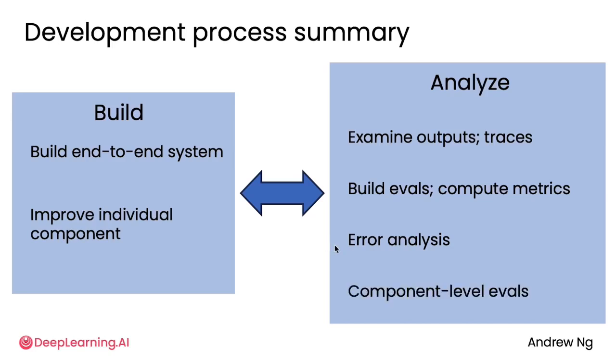And then eventually, when it's even more mature, to drive more efficient improvements at the component level, that's when I might also build component level evals. And so the workflow of building an agentic system often goes back and forth. It's not a linear process. We sometimes tune the end-to-end system, then do some error analysis, then improve a component for a bit, then tune the component level evals. And I tend to bounce back and forth between these two types of techniques.